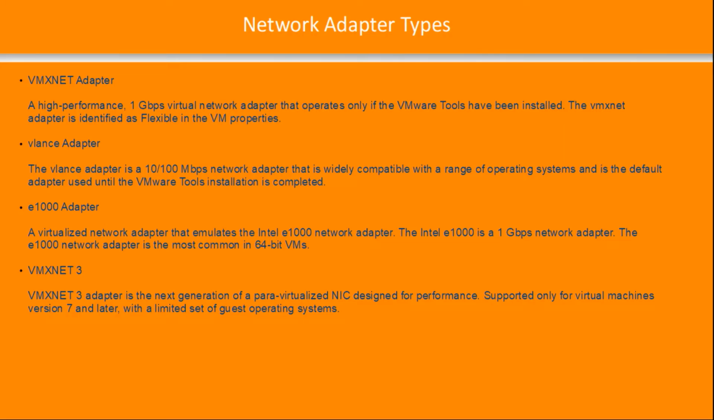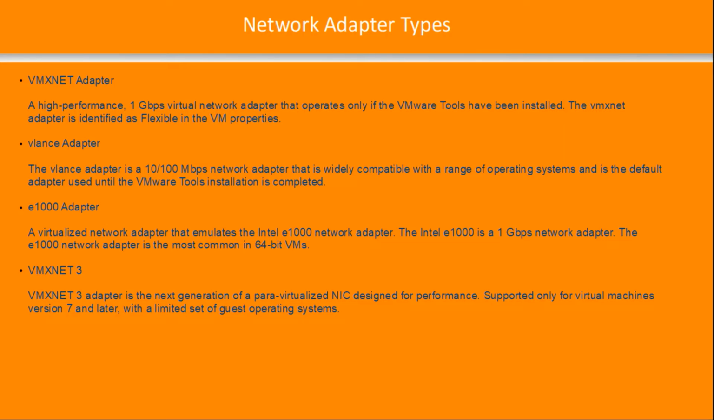VMXNet is a high-performance 1 gigabit per second network adapter that operates only if the VMware Tools have been installed. As we know from previous slides, it's best practice to install VMware Tools as soon as a VM is provisioned. The VMXNet adapter shows up as Flexible in the VM properties.